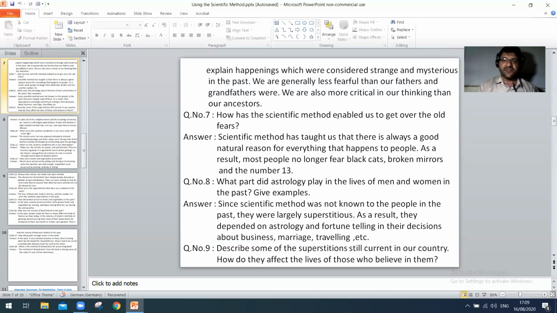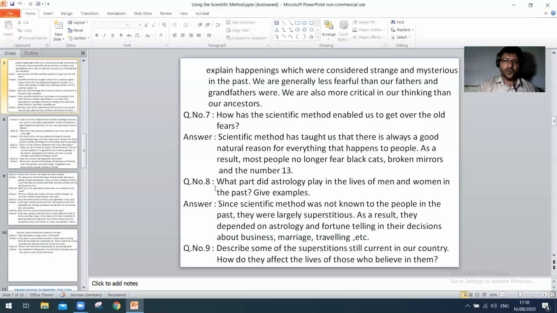Question number seven. How has the scientific method enabled us to get over the old fears? Answer. Scientific method has taught us that there is always a good natural reason for everything that happens to people. As a result, most people no longer fear black cats, broken mirrors, and number 13.